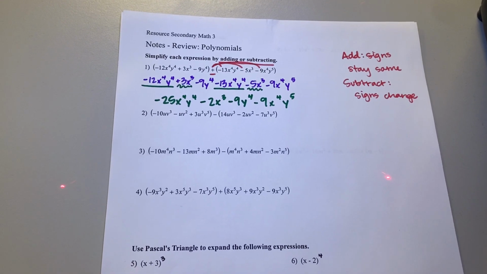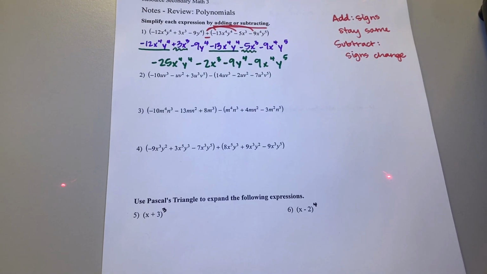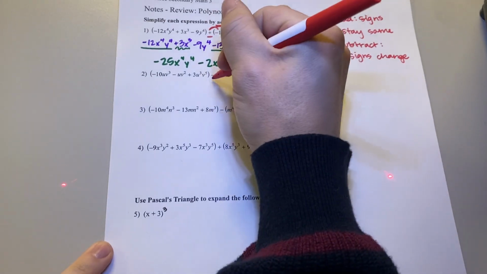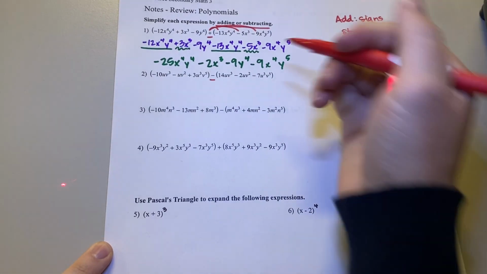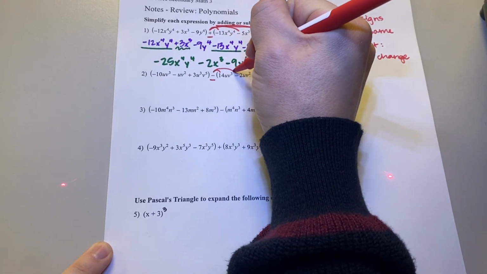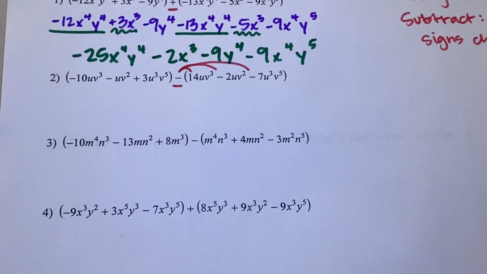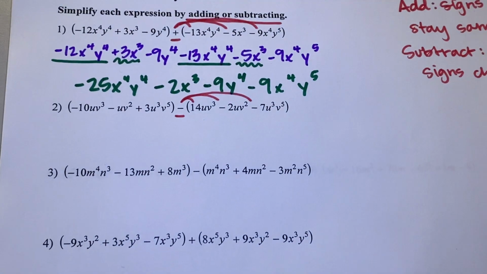Number 2 next. Okay, what are we doing? Are we adding or subtracting this guy, number 2? Subtracting. We're subtracting, okay? So remember our rule with subtraction. What do the signs after my subtraction sign do? Stay the same or change? Change. Nice job.